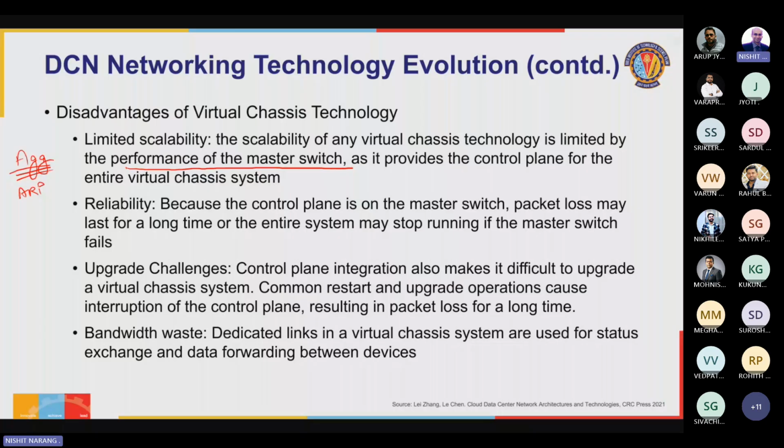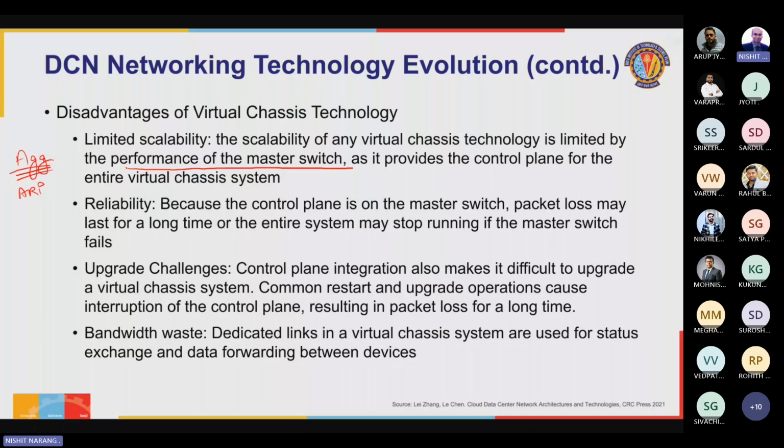Because if this data center network were to scale, when I say scale, I'm talking in terms of scaling the computational power, adding more servers. Adding more servers will mean adding more access switches. What will happen? ARP traffic will continuously grow. The limitation in the control plane on the virtual chassis will limit this scalability. Okay? So that's one disadvantage of using virtual chassis technology.